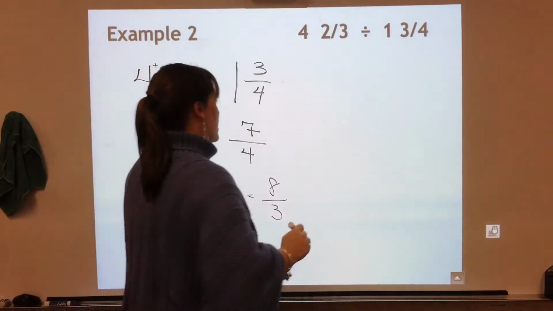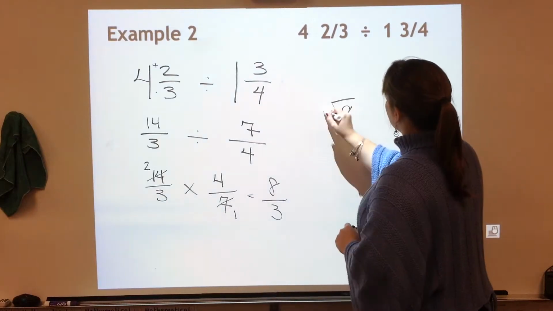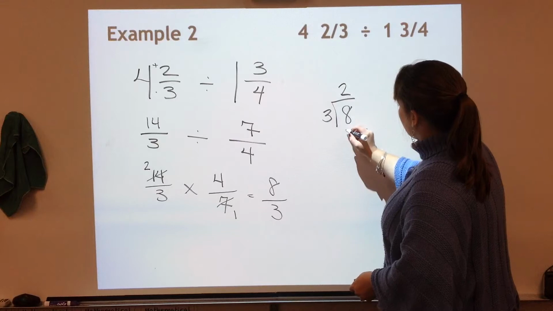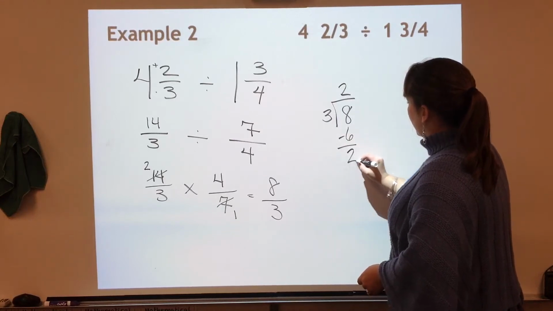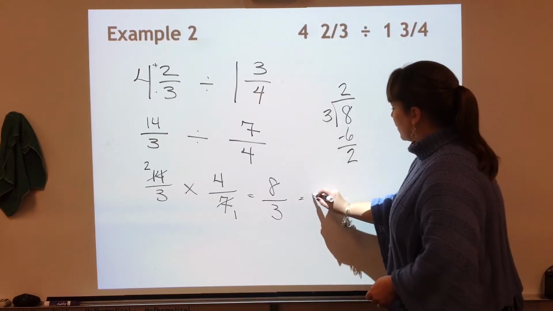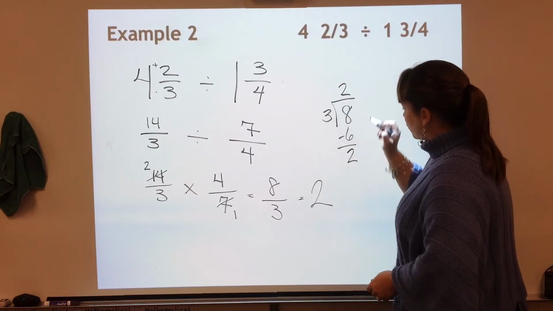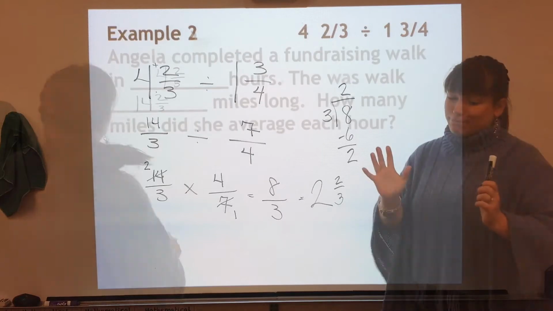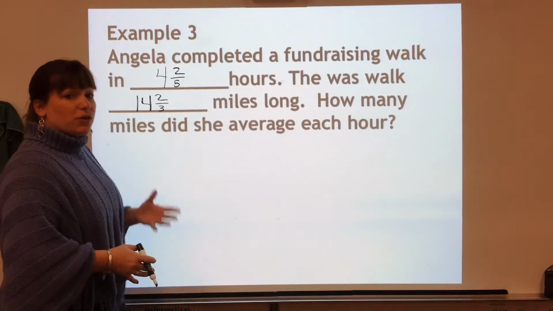I have to divide this to get my answer in a mixed number form. So 3 times 2 is 6. And I have the mixed number as my answer of 2 2/3. Example 2 done.